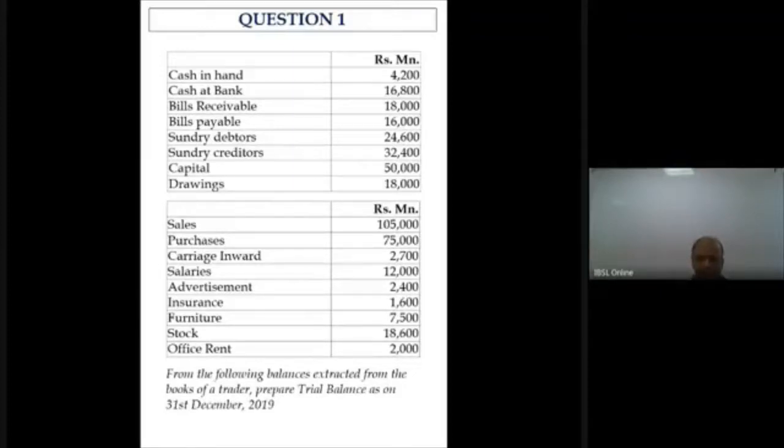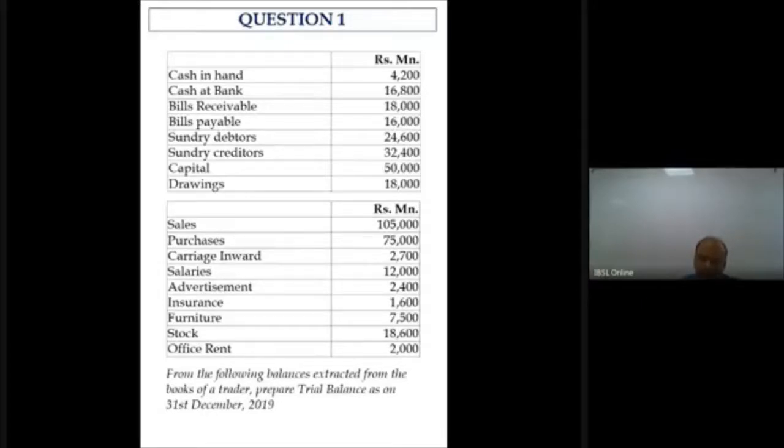So those are the first part. The second part: sales, it's an income. Purchases, expense. Carriage inward. What do you mean by carriage inward? Carriage inwards means anything that you bring into the business for the purpose of sales. The stocks that you bring in, there will be a labor charge for you. That is known as carriage inwards. So it's actually an expense to you. As far as the business is concerned, it's an expense. Then salaries, again expense. Advertisement expense, insurance expense.